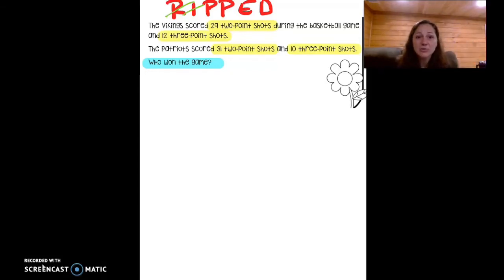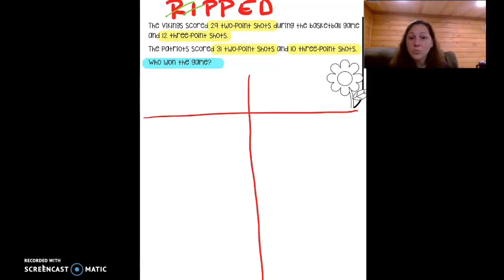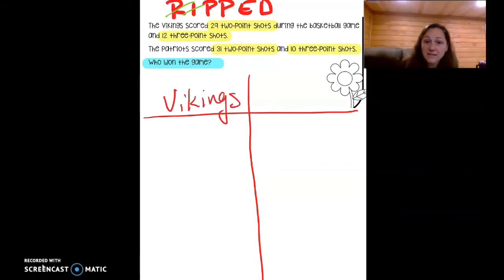So I think I'm going to set it up as sides, almost like sides of a game. So I think that's how I'm going to set up my plan. And in my picture of it, I'm also going to set it up as sides. So when I draw this, I'm going to draw kind of like a T-chart again. One side of the field is going to be my Vikings, and the other side of the field is going to be the Patriots.